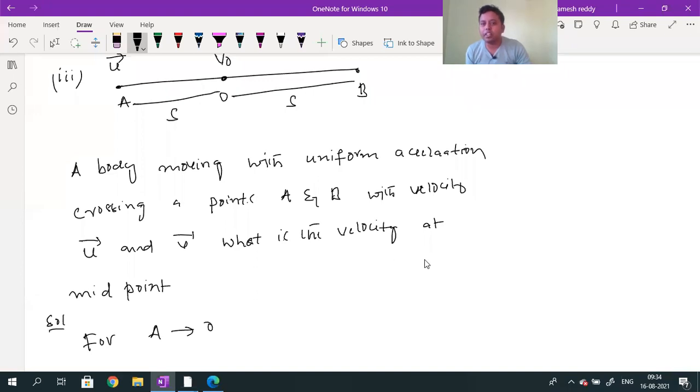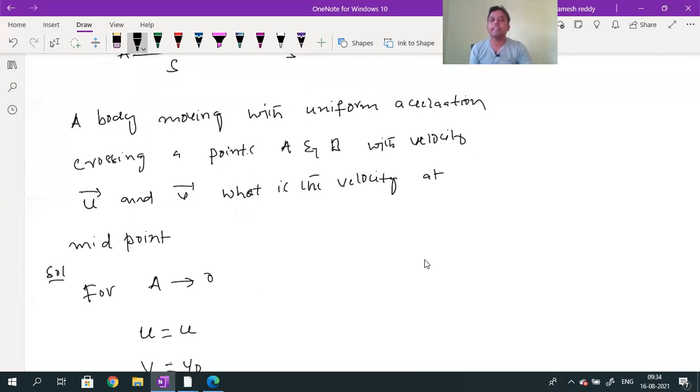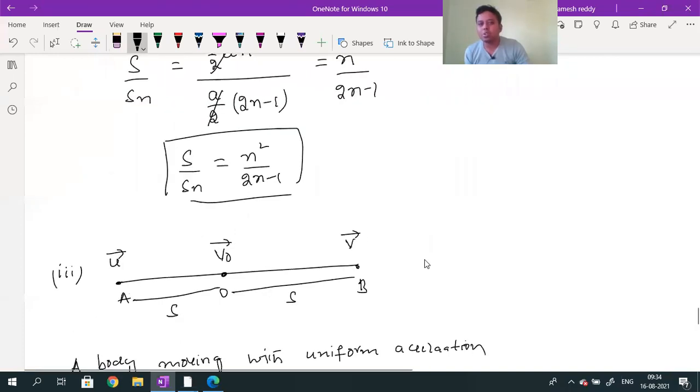Sir, what if the point O is at 1/4 of the journey? Even that can be calculated, 1/4 of the journey also. That can also be calculated. Is it okay now? Is this question okay? Students, can I go for the next point?